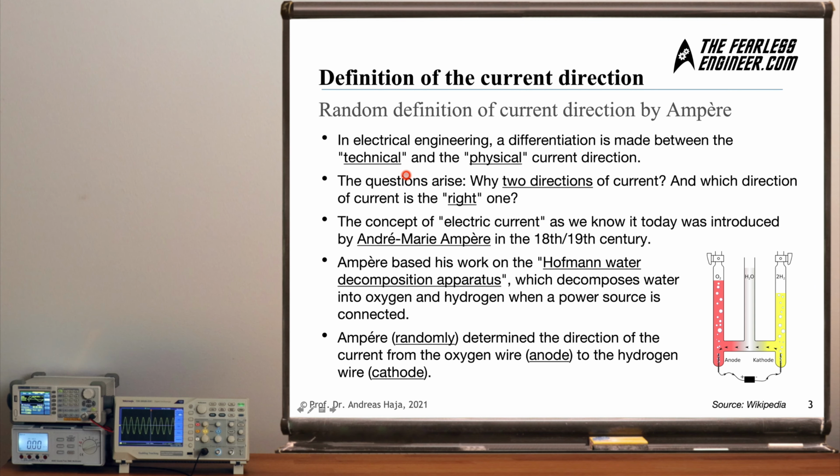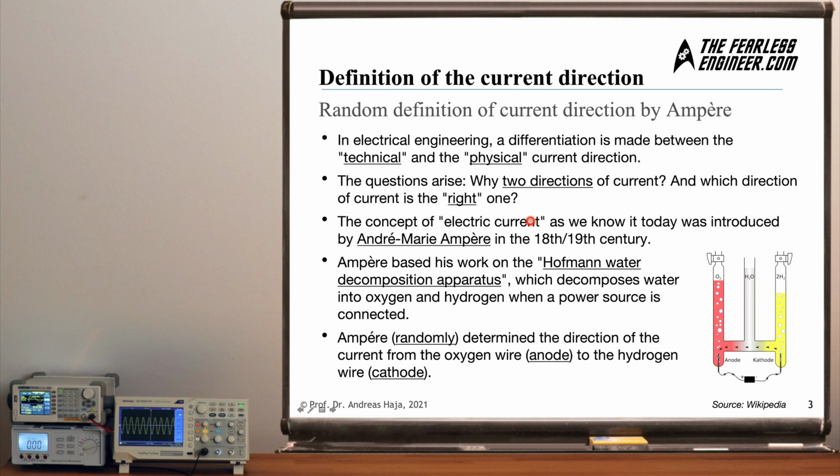You will surely have heard that in electrical engineering we have a difference between the technical and the physical direction of current. And the question might arise, why do we need two directions of current in the first place? Isn't one enough? And in case we have two, which one is the right one? Which one is the correct one? This question is absolutely justified, and the fact that we have two actually causes a great deal of confusion with many students. Now let's look back in time why we have these two definitions in the first place.